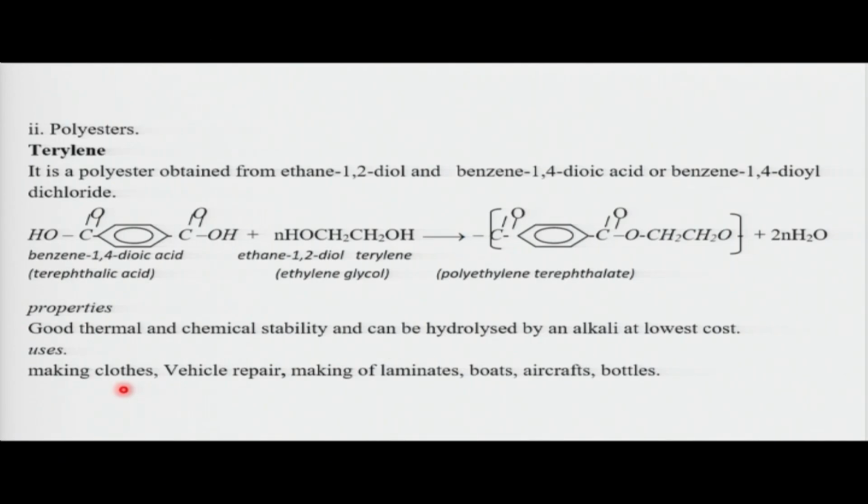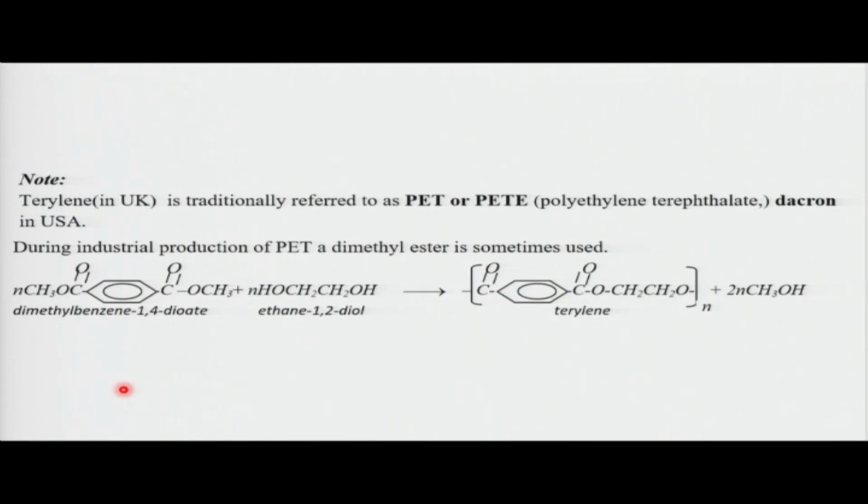Bottles. So it has a nickname called the PET, P-E-T. The bottles which are made out of polyethylene are normally written as PET or PTE, which comes from the word polyethylene terephthalate, which is an ester. And we call it Dacron in USA. So we can see here we have another example of formation of our polyester.